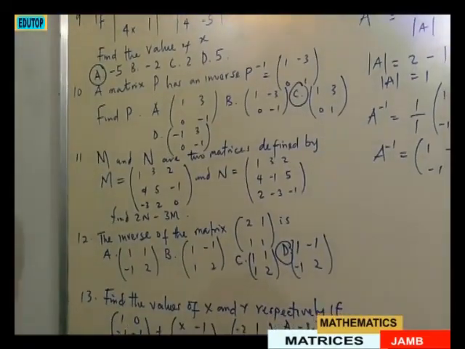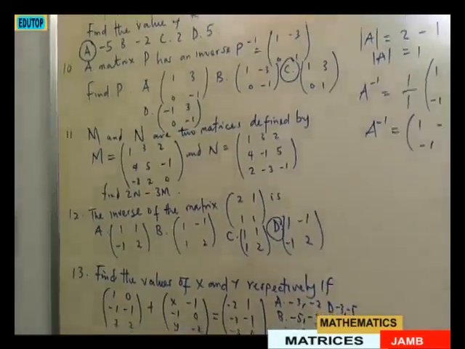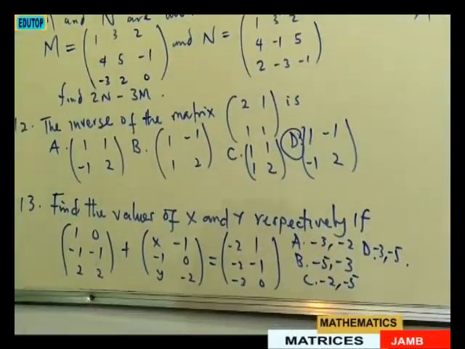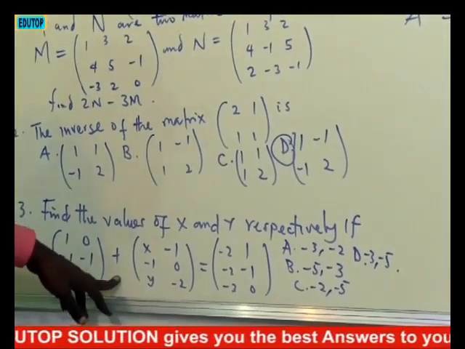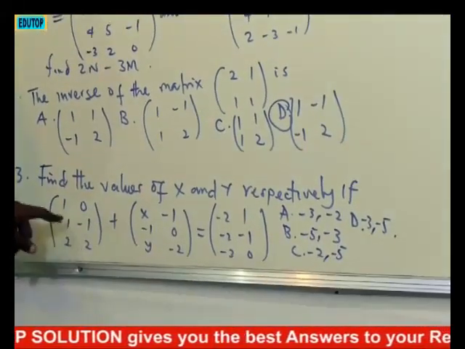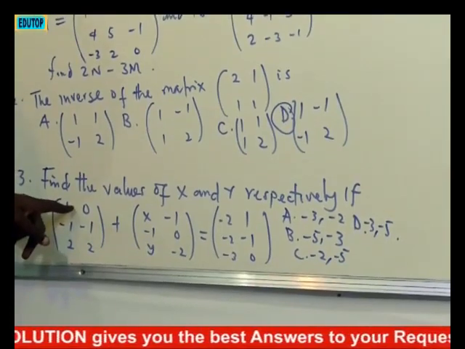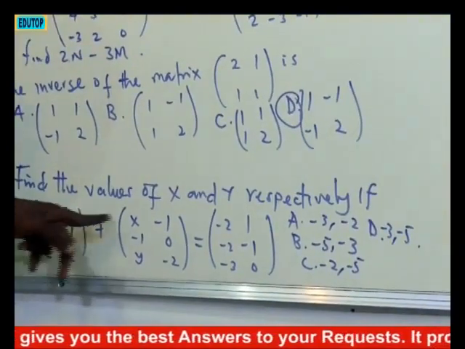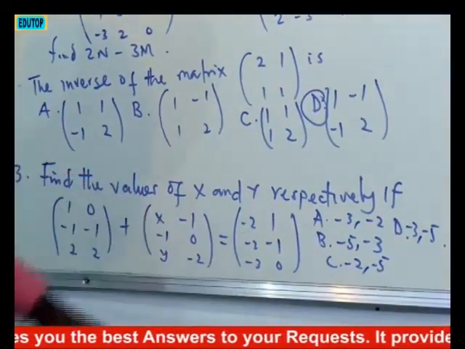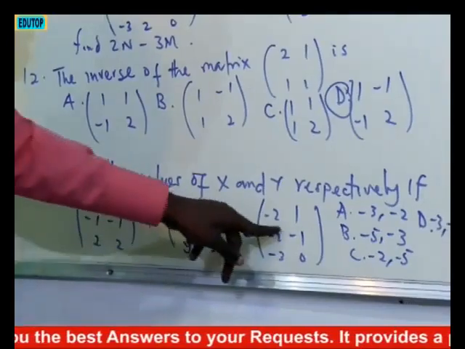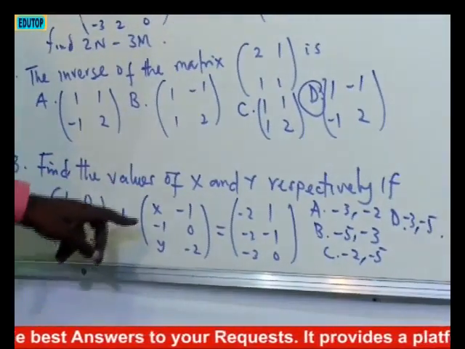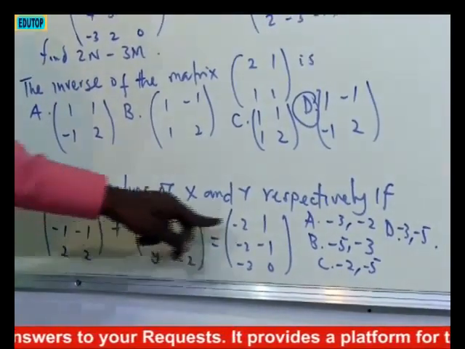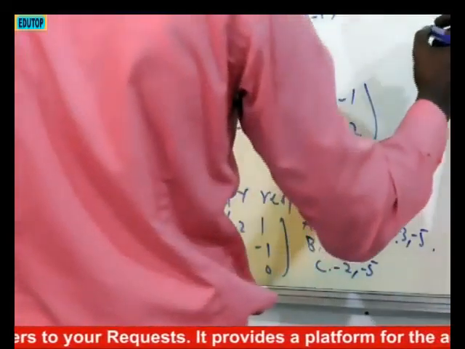Then the next question says find the values of x and y respectively if this plus this is equal to this. So we are just going to form an equation. By the time we add this first row, this plus this must give us this. So we pay attention to where we have our x and y. This plus this must be equal to this. That's equation 1 we're going to derive from there.